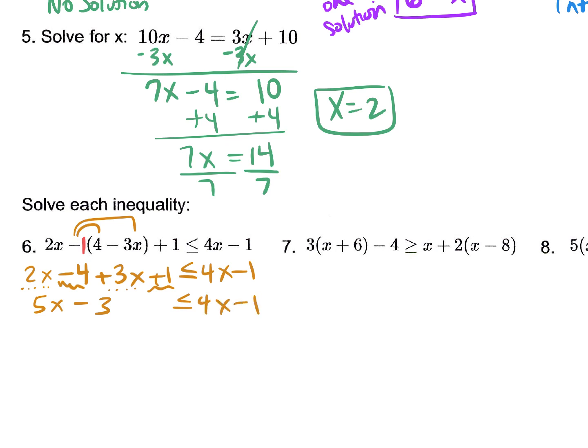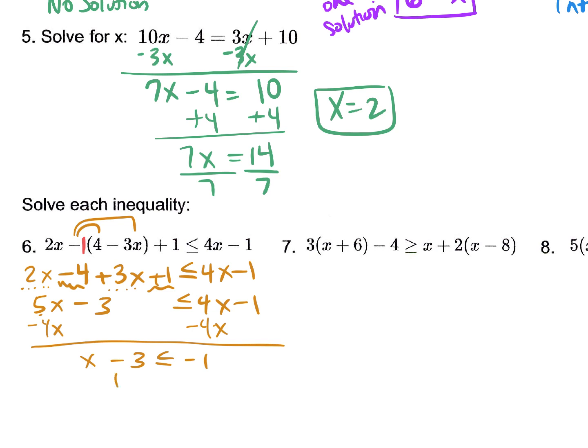Now we just need to combine like terms like we would on any other solving problem. So we have a 5x and a 4x. I would subtract the 4x from both sides so that my variable stays positive. So I'd get x minus 3 is less than or equal to negative 1. That's where a common mistake will happen. You guys would accidentally put the 1 down there, but forget to drop that negative. So just be really, really careful with negative symbols.